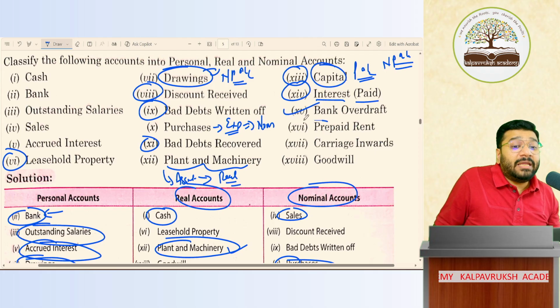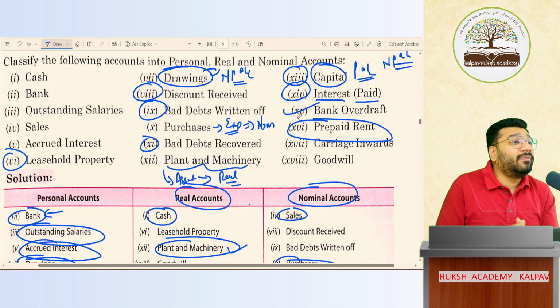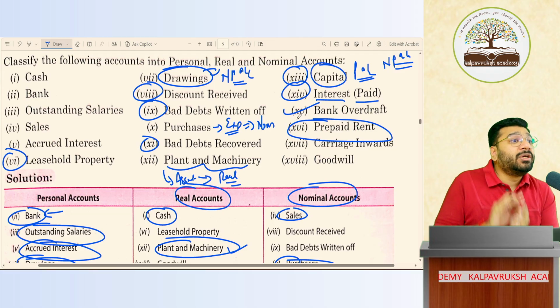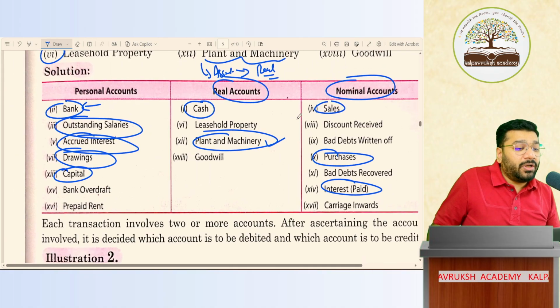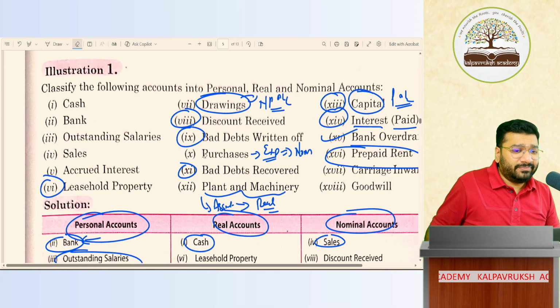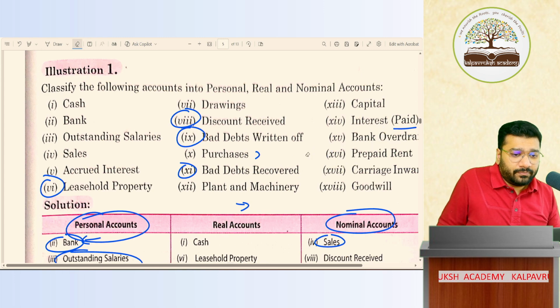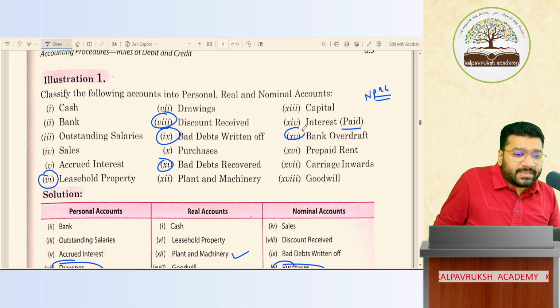Bank overdraft, keep it pending. Prepaid expenses. Prepaid. It's a group of people. Prepaid rent is a representative personal account. It's an asset only, but it is excluded from the real account. So it goes to your representative personal account. So prepaid is your representative personal account. Got it? Not got it? Bank OD is kept pending, no?